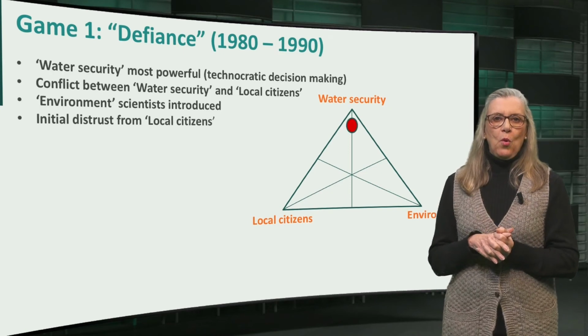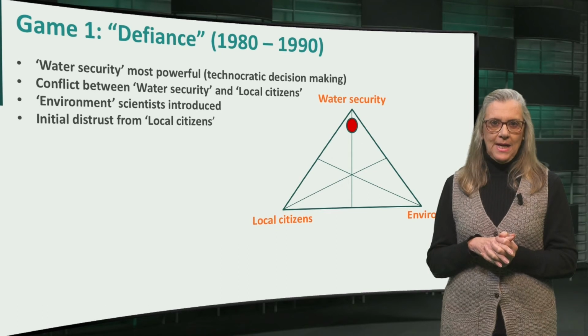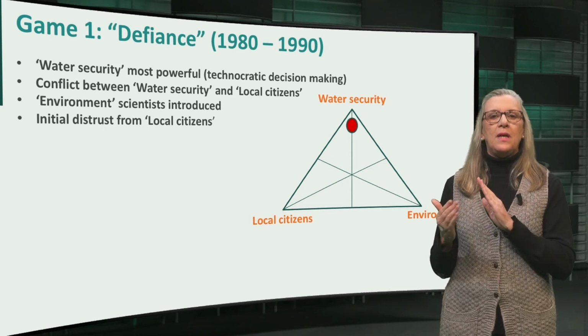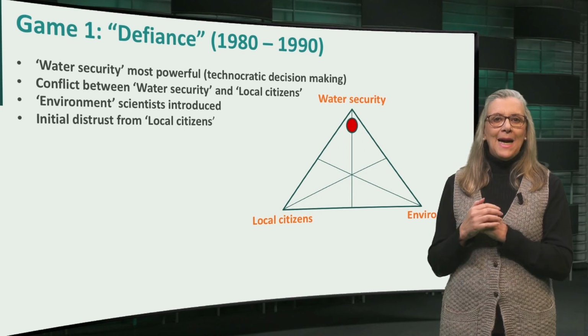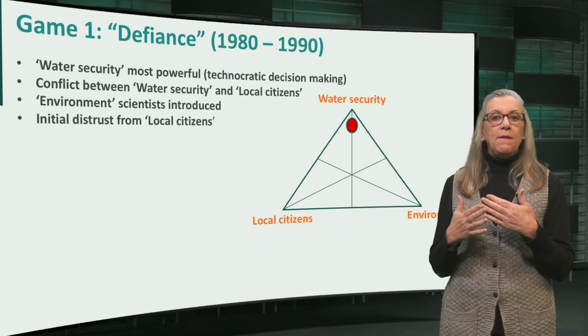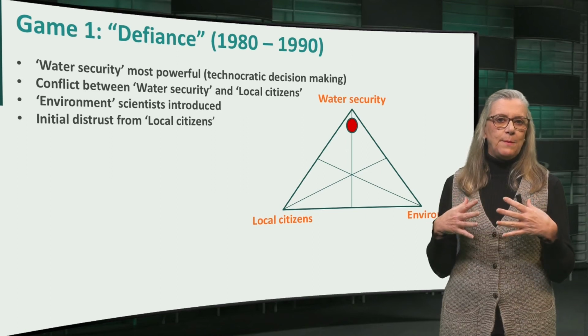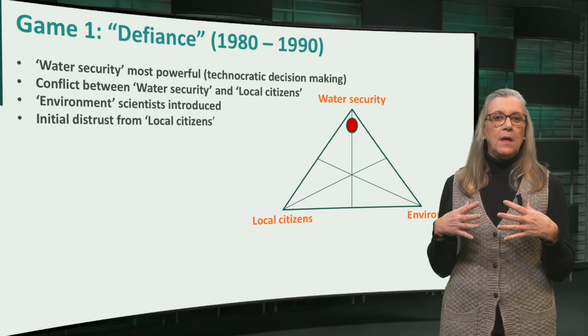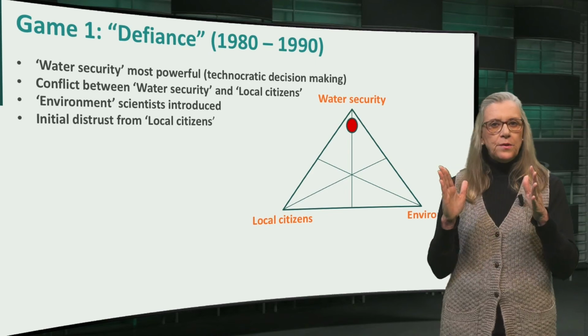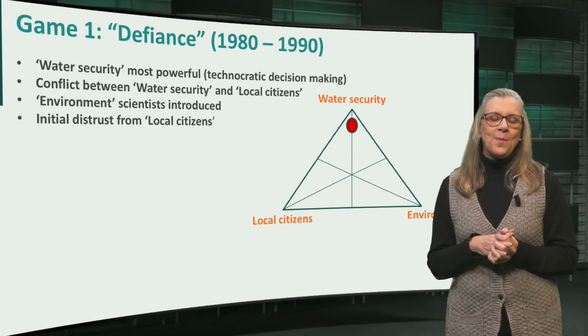At the onset of Game 1, water security dominated the game because the authorities in this coalition unilaterally decided to build the dam. Major conflict with the local citizens resulted, and even the scientists that entered the game as part of the environmental assessment were distrusted by the locals. They were seen as being in cahoots with the authorities.